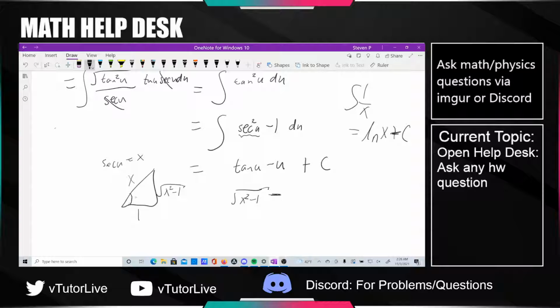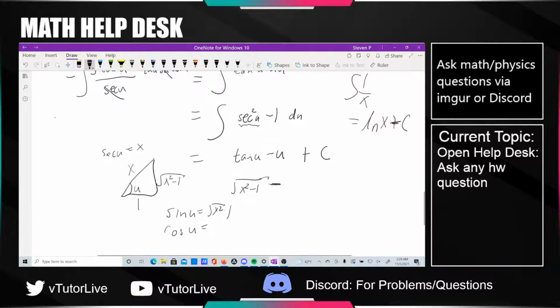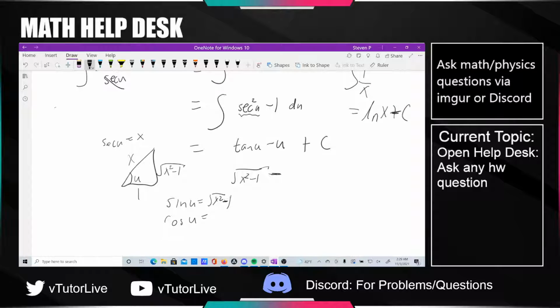U can be expressed in a bunch of different ways now. You could call it the arc sine of square root of x squared minus 1. You could say sine of u is equal to square root of x squared minus 1 over x. You could say cosine of u is equal to 1 over x. This is probably the simplest, right?